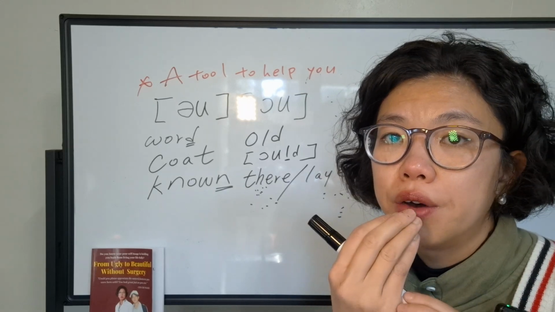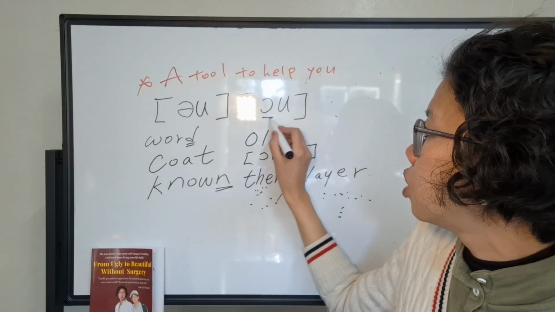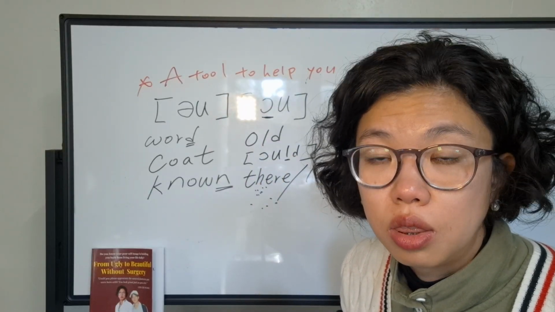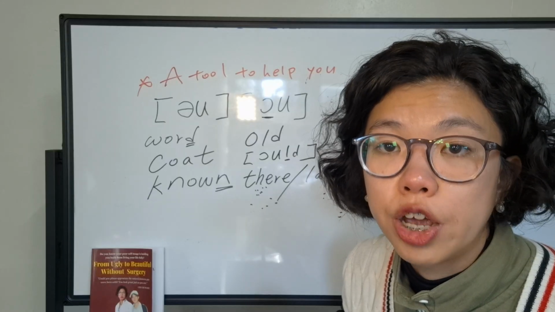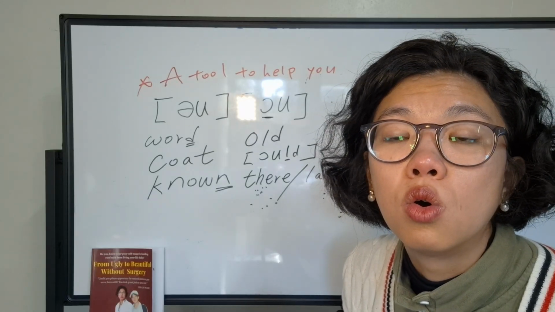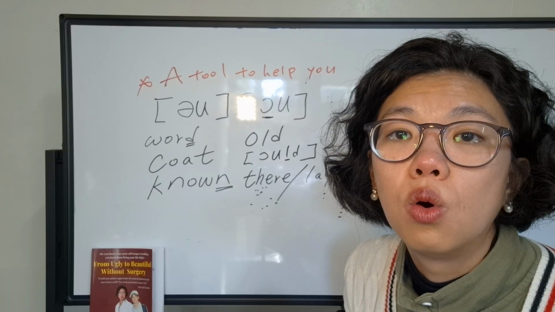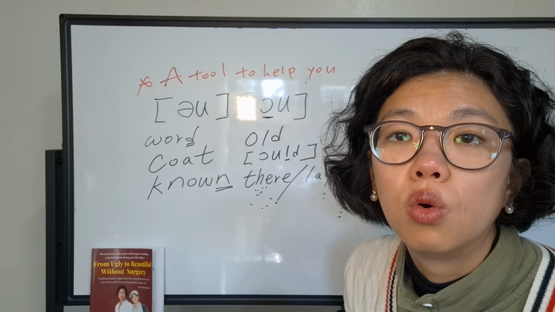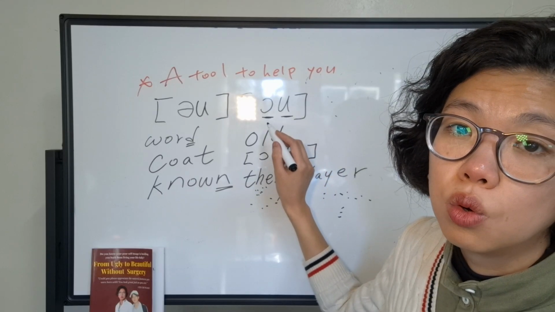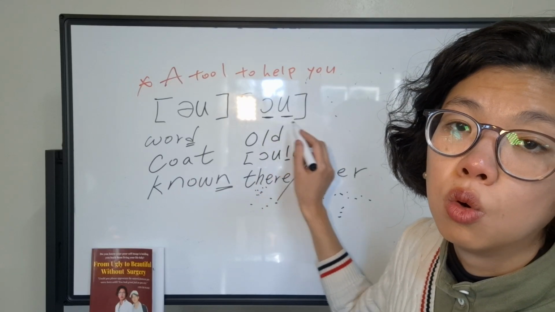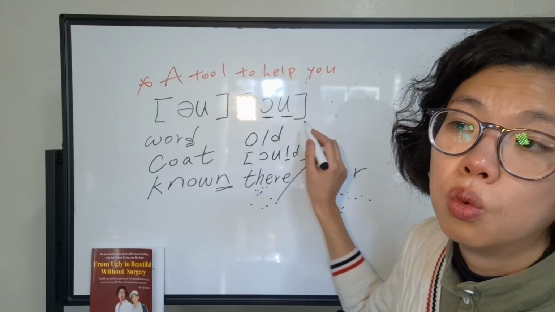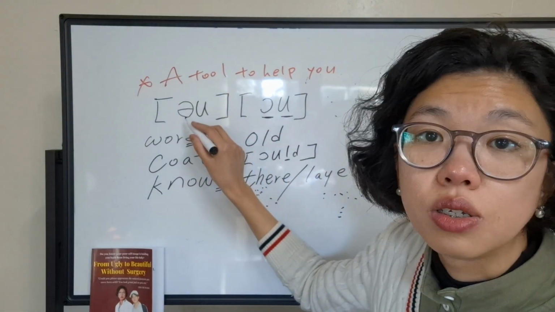So in order to pronounce this one, you have to keep your mouth in the O shape and don't move. Oh. And this one is oo, so it's O. This one is O.